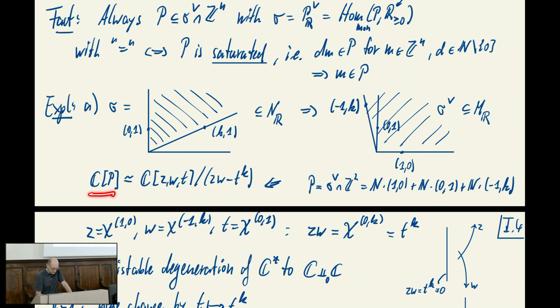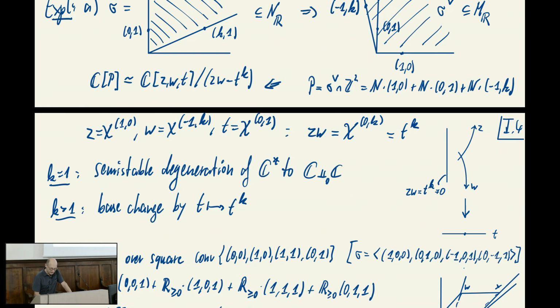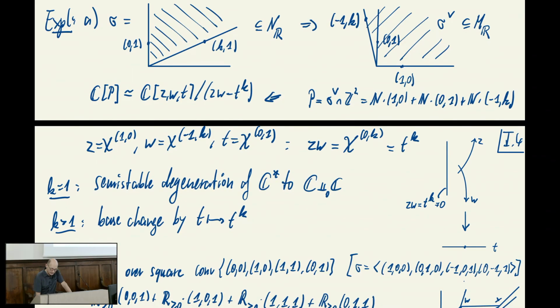This means that the algebra is isomorphic to the familiar polynomial algebra C[z,w,t] with one relation zw = t^k, if I call the z this guy, the w this guy, and the t this guy. Okay, I wrote it here. So you see how this relation comes up. z times w means you have to sum the exponents (1,0) and (-1,k). This gives (0,k), which is k times (0,1). That translates into this multiplicative equation zw = t^k. Okay?